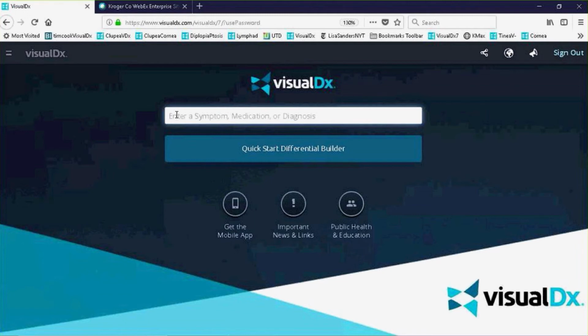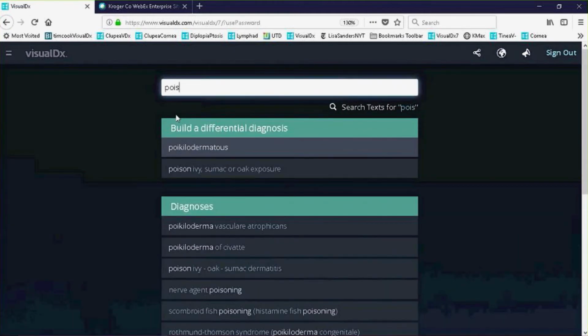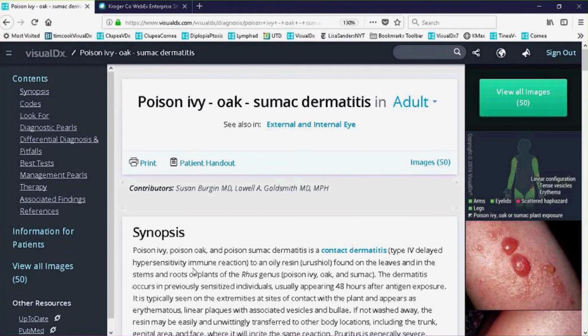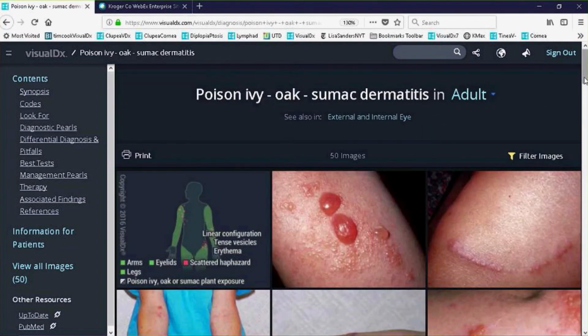I mentioned patient education. Well, let's use that poison ivy example again. So I type in poison ivy. You'll notice it comes up under build a differential or under diagnoses. We're going to choose under diagnoses and bring up the writing for poison ivy. A family doc had a patient in the exam room that the clinician knew immediately the patient had poison ivy. Without the help of VisualDx, the patient was arguing with the physician saying, there's no way this is poison ivy. I was all over the internet myself, and I didn't see any pictures where poison ivy caused such large blisters.